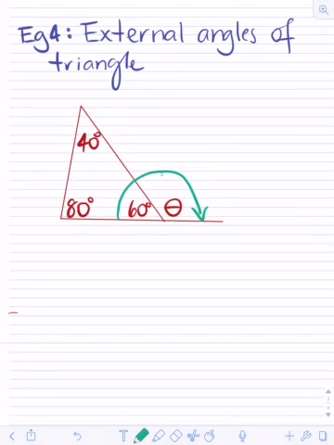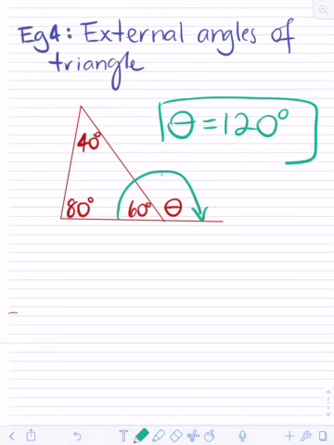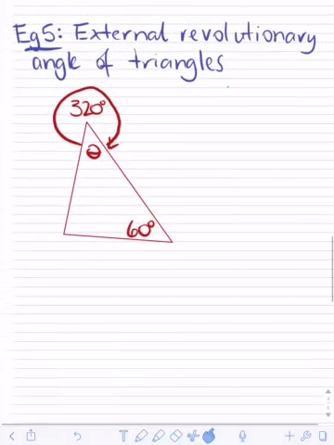So I have 60 degrees and I know that a straight line has to be 180 degrees. So if I did 180 minus 60, I will get 120 degrees. So I know there that theta equals 120 degrees. So that angle there is 120 degrees in order for that to fulfill the 180 degrees. Let's move on to the next type.